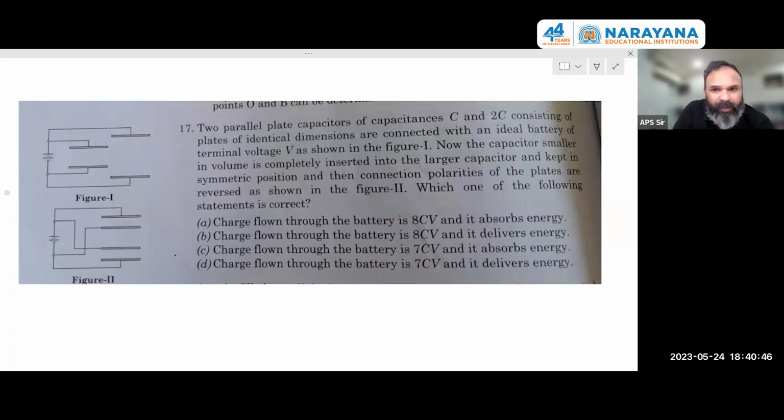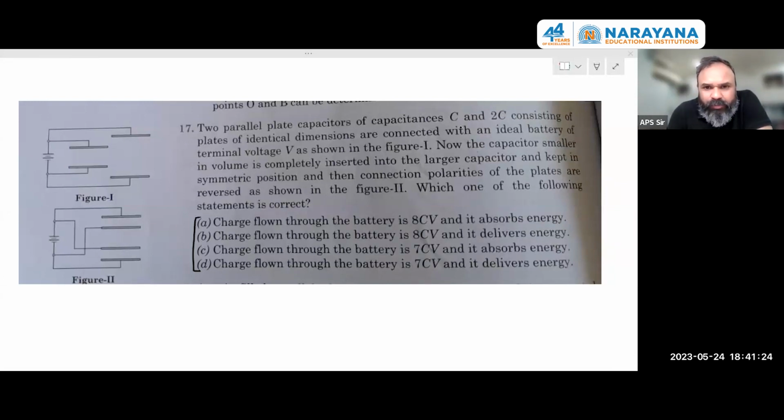Here they have given you two capacitors, C and 2C, consisting of plates of identical dimensions. This is the initial state. And what he is doing is bringing the plates of this capacitor inside this system and flipping the polarity also. His question is, while I'm doing this, what will my battery do? What amount of charge will be supplied by the battery, along with the work? Will the battery do positive work on the system or not? That is the question.